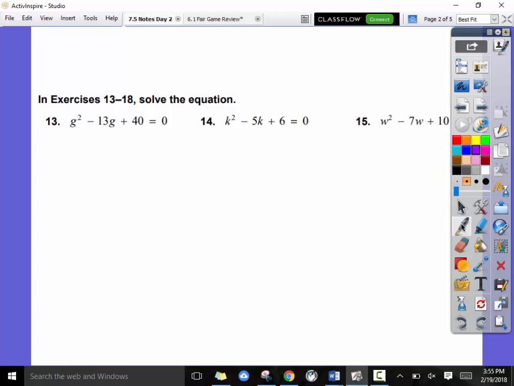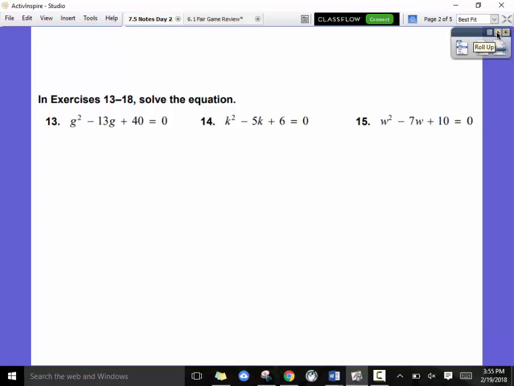If at any time when you're watching this, you think you got it and you want to push pause and work ahead on your own, then you can just push play when you're done and check your answers, make sure that you were accurate when you factored and solved. So it says exercises 13 through 18 solve the equation. So that means figure out what x equals, what variable works in that equation.